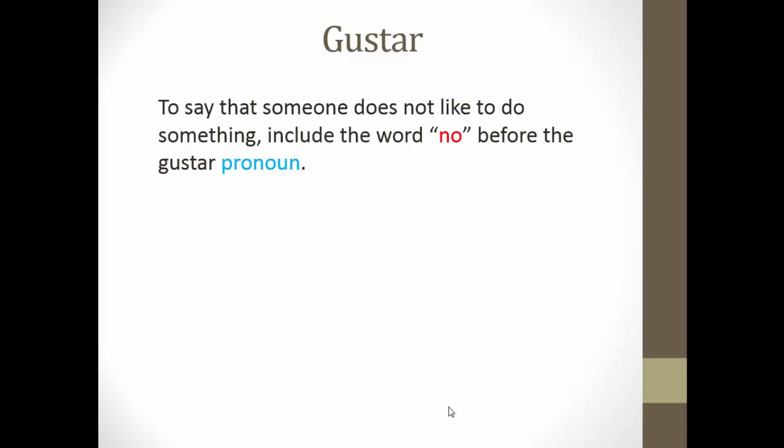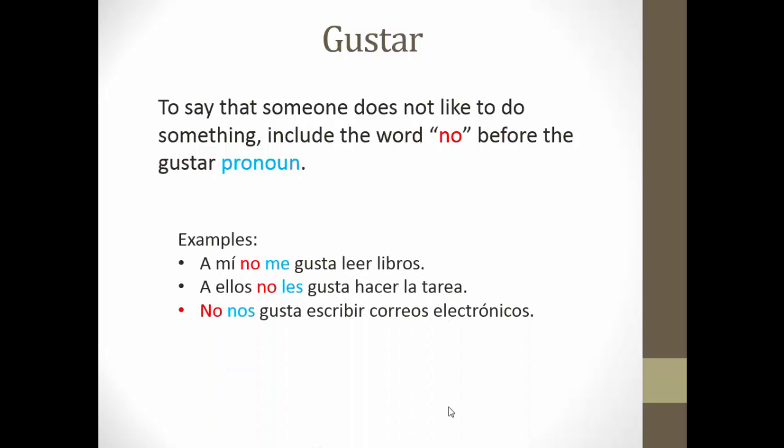To say that someone does not like to do something, include the word no before the GUSTAR pronoun. Examples: a mí no me gusta leer libros means I do not like to read books. Now if you notice, the no goes before the me. It has to come before this pronoun. Okay? So if you're talking about different people not liking to do something, the no would come before the me, before the te, before le, before nos, and before les.